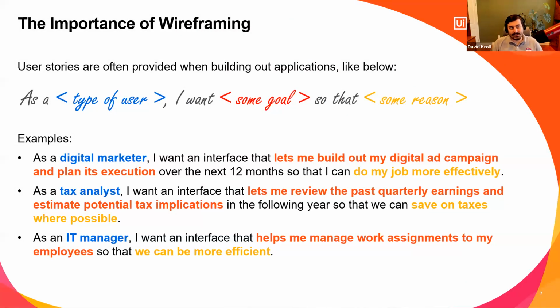So most developers work off user stories and other various requirements to build their applications, right? At the base level, user stories include a role definition, a goal, and a reason. And I've created several of these on this slide as an example. So for example, maybe a digital marketer wants to have an interface that helps them build out digital ad campaigns and plan their annual executions to do their job more effectively.